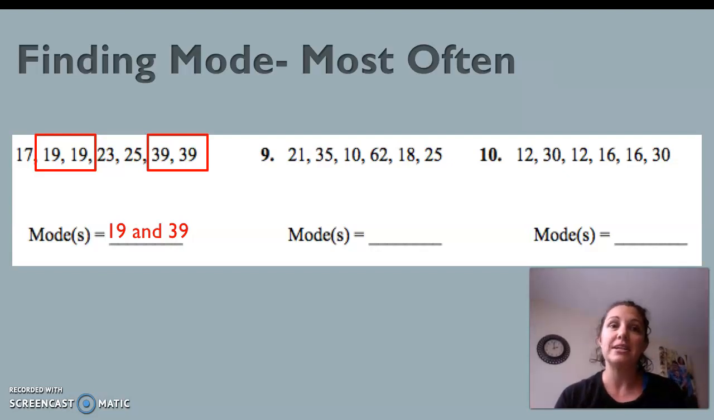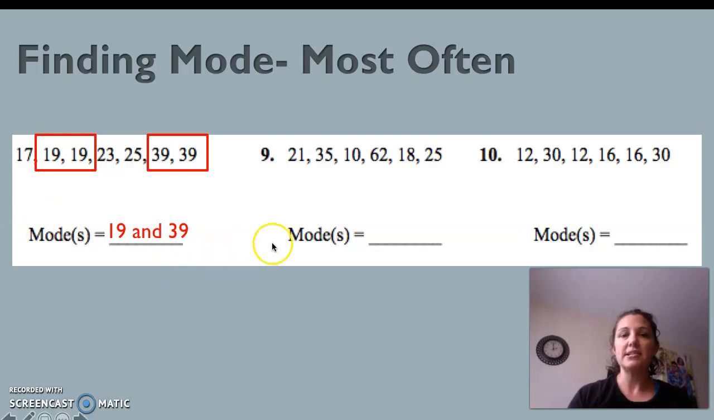Now, if 19 was there 3 times, then 19 would be the mode. Or if 39 was there 3 times, then 39 would be the mode. It is the one that occurs most often, and in this case, they both happen twice.